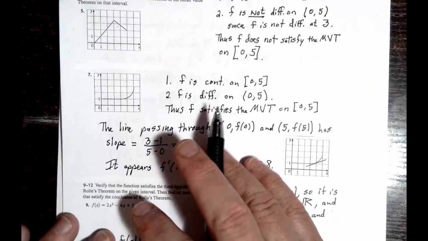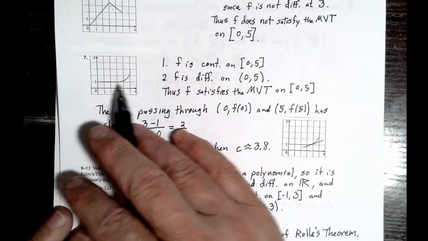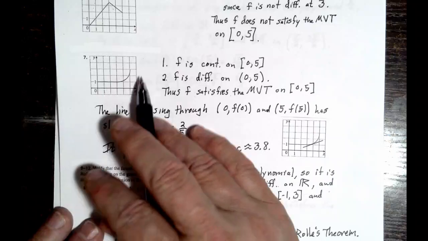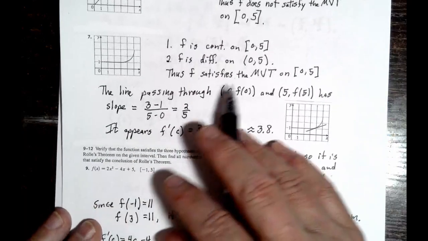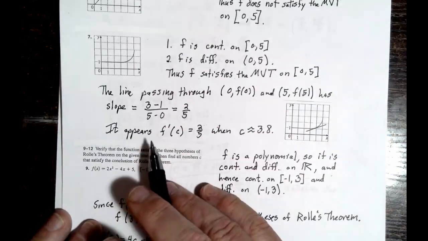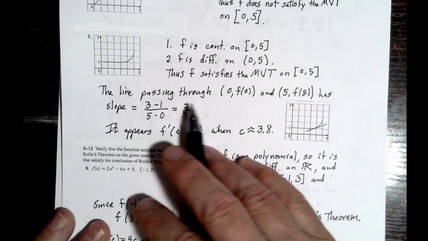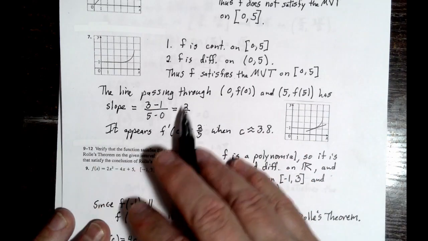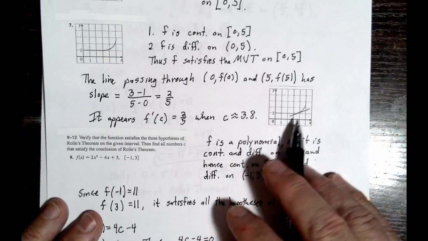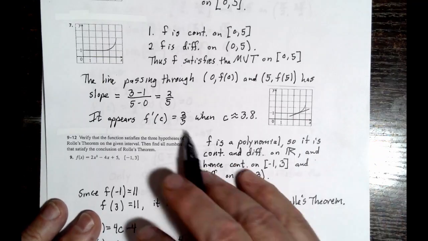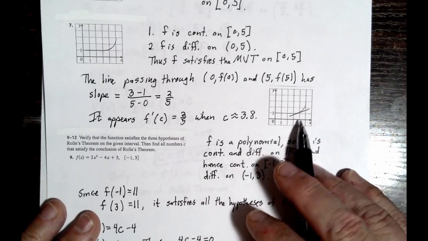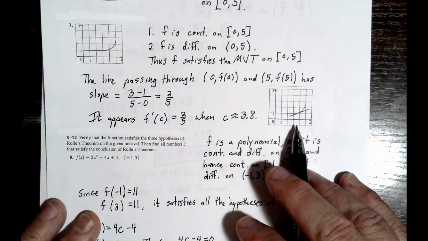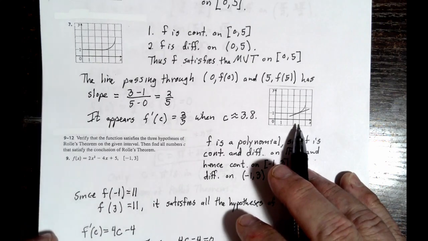7. Does it satisfy the mean value theorem? Well, it's continuous on 0, 5. It's differentiable on 0, 5. Thus, it satisfies the mean value theorem on 0, 5. So, a line passing through the endpoints has a slope of 2/5. So, we should be able to find a tangent line that has that same slope. And when we do, we estimate its number for the x value is about 3.8.